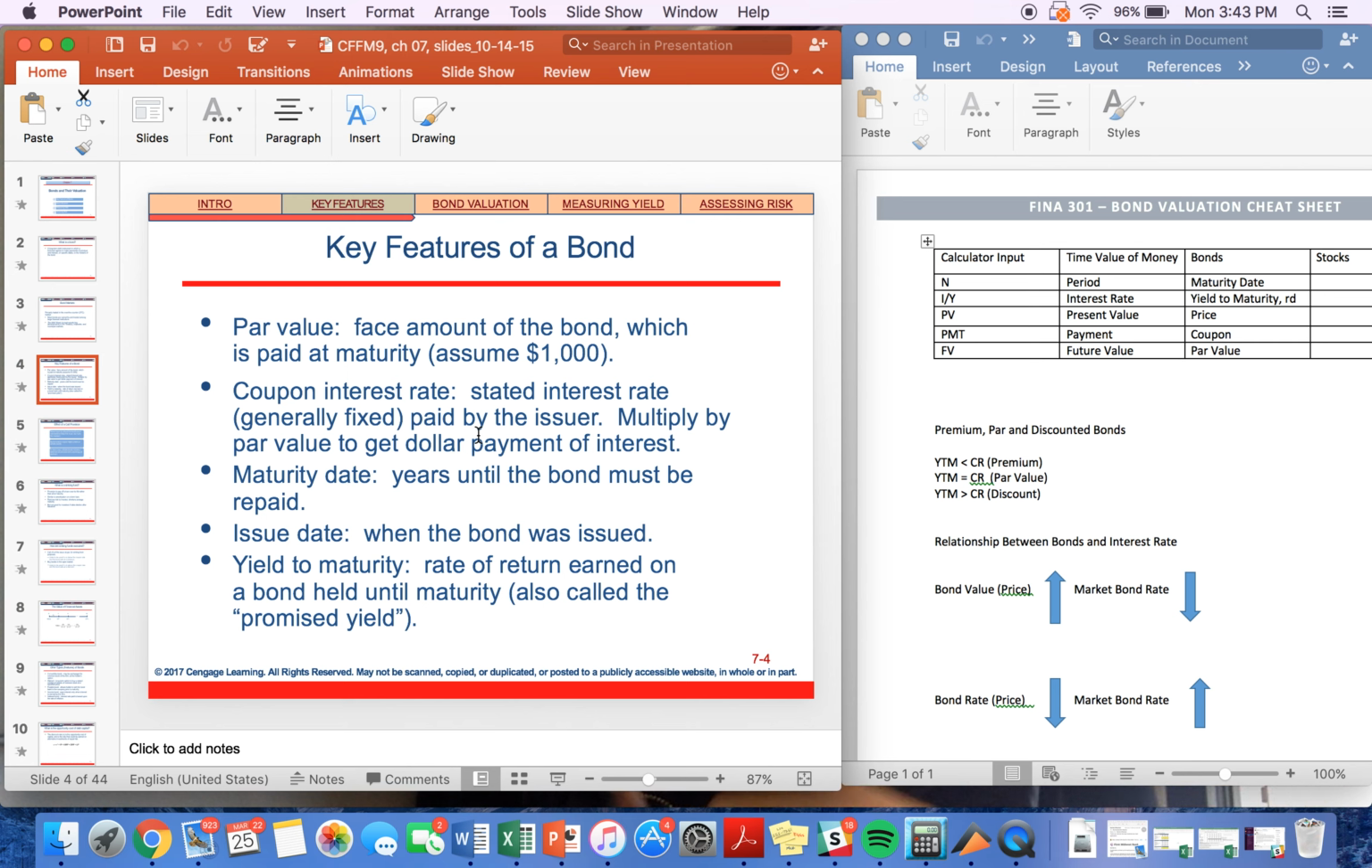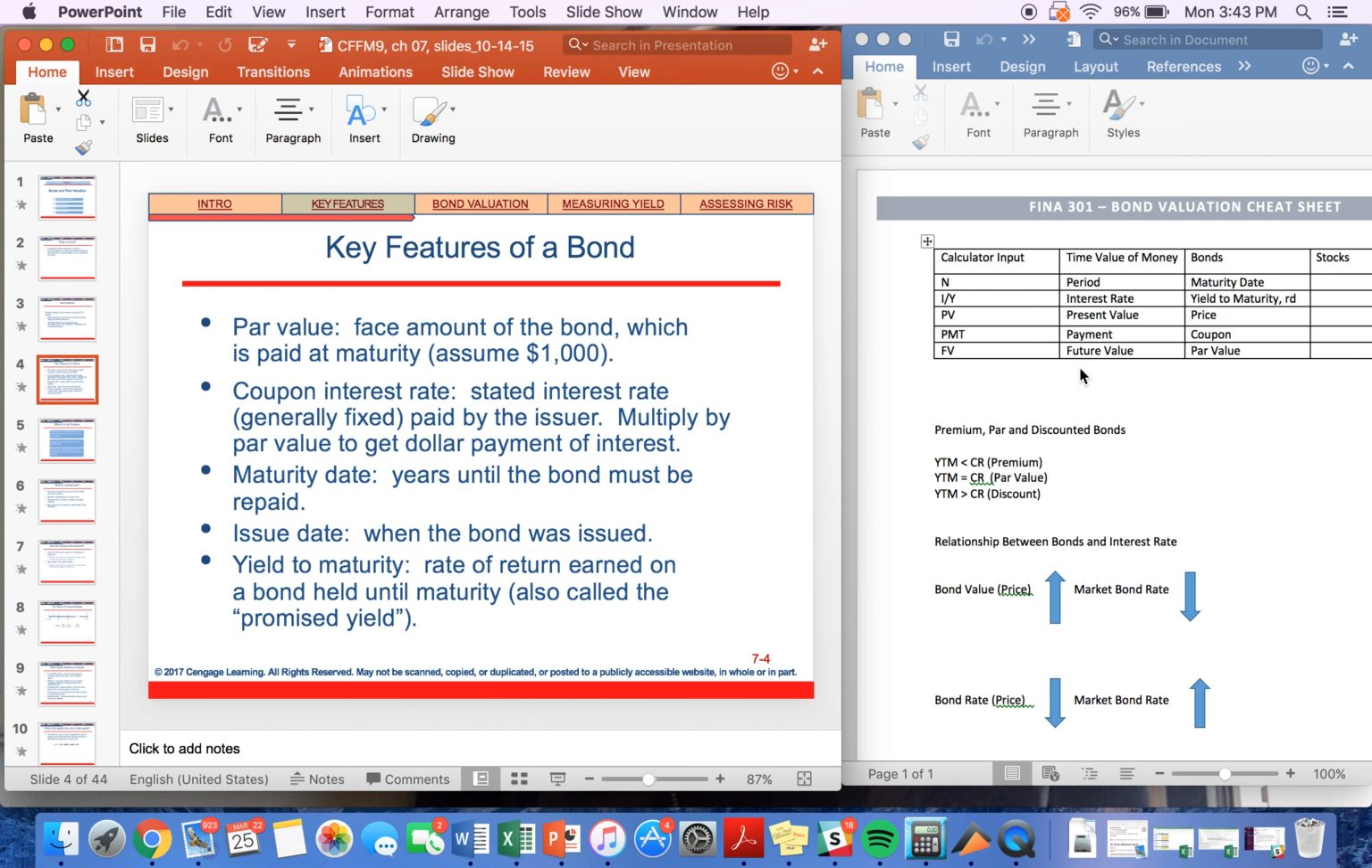The first one you see is called par value. In the example I gave you at the beginning of this lecture, I, as Apple, asked you for $1,000, and you gave me $1,000. That's called par value. That's the face amount of the bond, and also the amount that's paid at maturity. For this entire class, we always assume, unless otherwise told, that our par value is $1,000. So what in the heck is par value? If you come back to your cheat sheet on the right-hand side of the screen, you'll notice that par value is actually your future value.